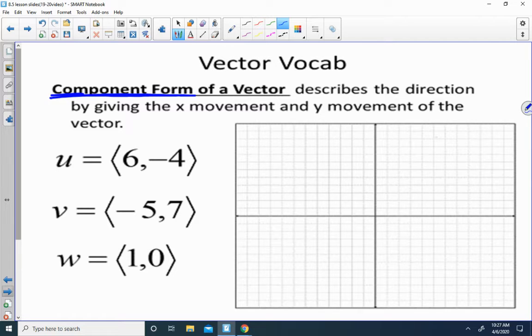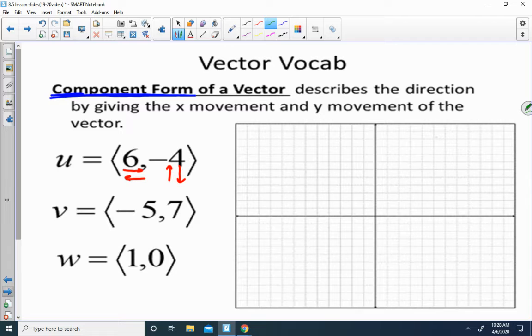What the component form of a vector does is describe the direction by giving the x movement and y movement of the vector. So in other words, some of you may be thinking, oh, is this the same thing as point P, point Q? It is not. What's happening here is basically the first number is going to tell you what direction to move, left or right. And then the second number is going to tell you which direction to move, up or down.